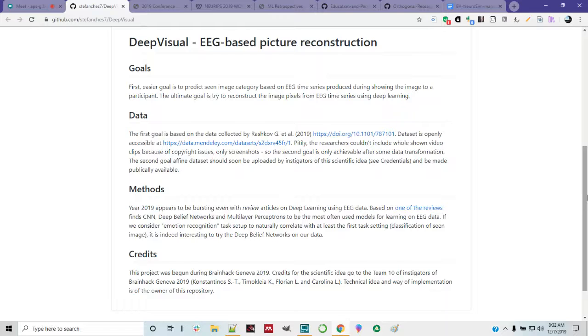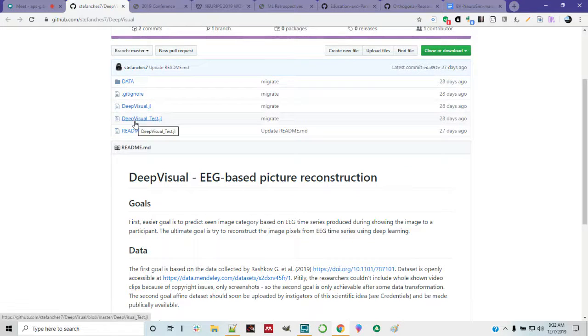Yeah, there's a really good EEG review paper that I've read. They say that for emotional recognition and similar tasks, most studies use deep belief networks. Okay, this looks really good. And then you have some code in Julia.